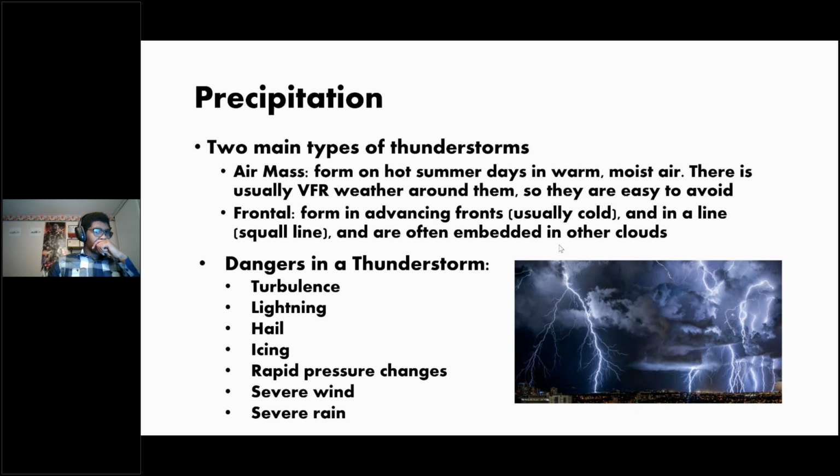In a thunderstorm, you can also get really rapid pressure changes, obviously, especially in a frontal thunderstorm where you're getting that anyway because of the change from warm to cold air mass or vice versa. Severe wind, of course, goes hand in hand with turbulence, and severe rain can damage your plane and blocks visibility, so it's very important to avoid thunderstorms.